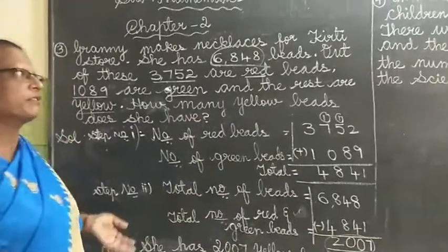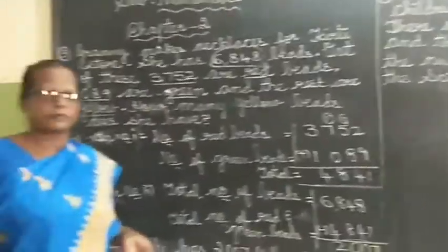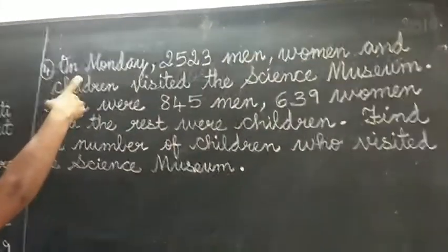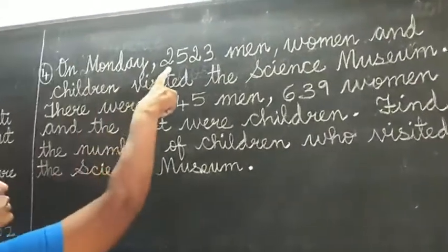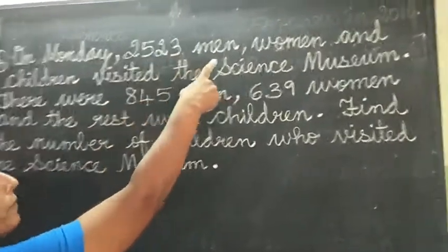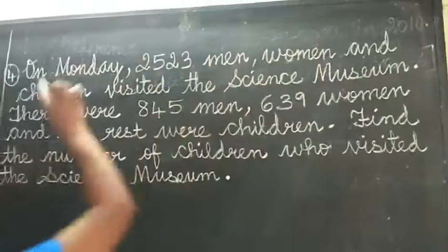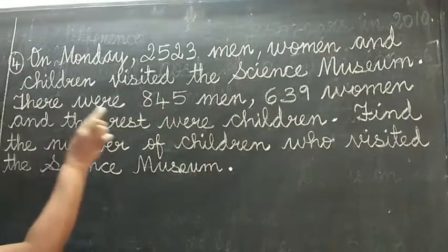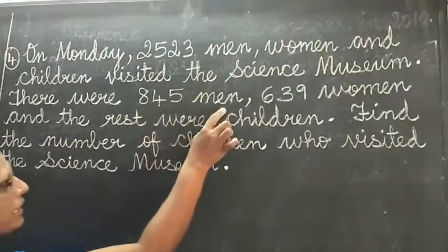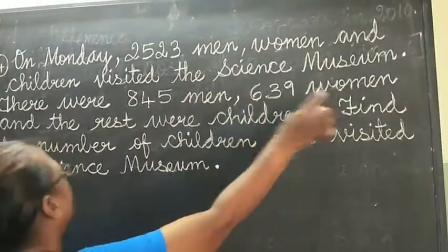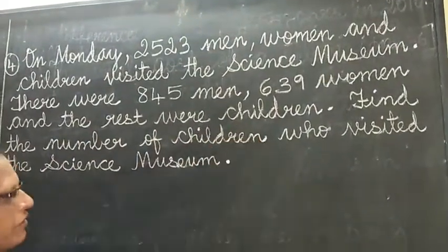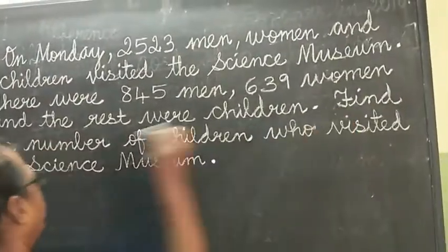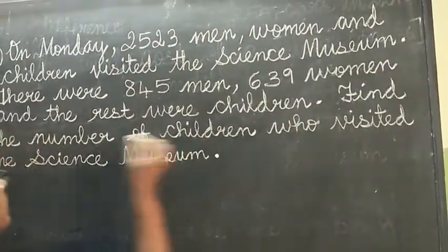Okay, children? Now we'll see the fourth sum. On Monday, 2,523 men, women and children visited the Science Museum. There were 845 men, 639 women, and the rest were children. As we saw in the previous sum, likewise we are going to do. Find the number of children who visited the Science Museum.